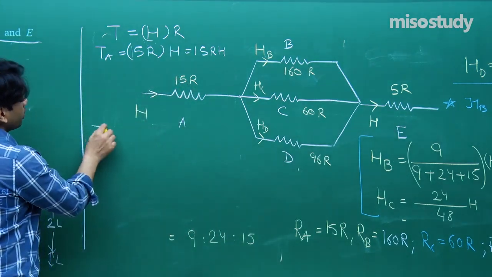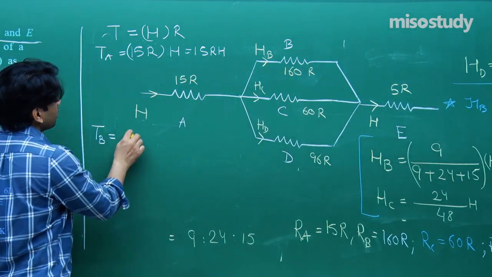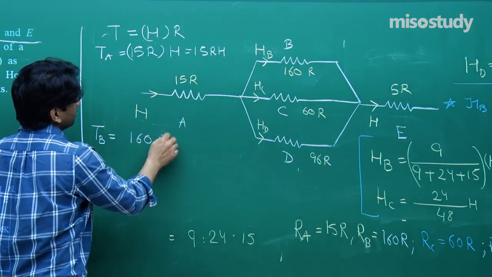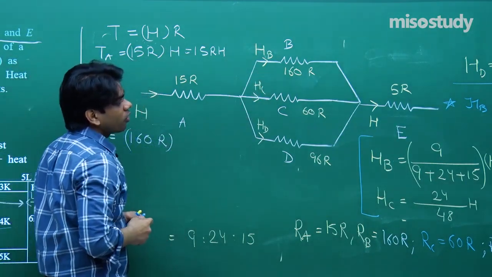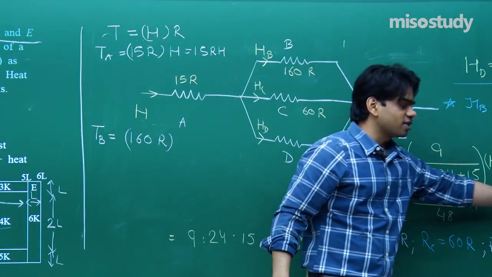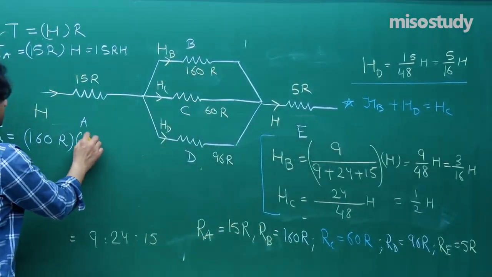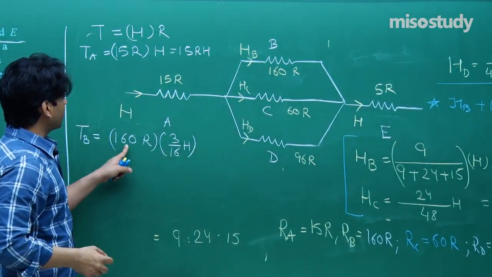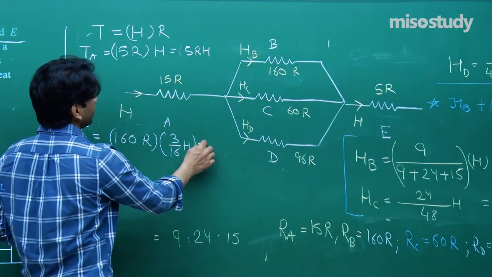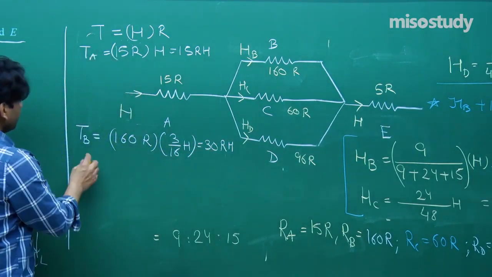Next thing you see, for temperature difference across B, the resistance of B is 160R, and again the heat current is HB. HB we have already found out, it is 3 by 16 H. You can see here, it's 3 by 16 H. So multiply by 3 by 16 H, you will be getting this as 30RH. We got the temperature difference across B.